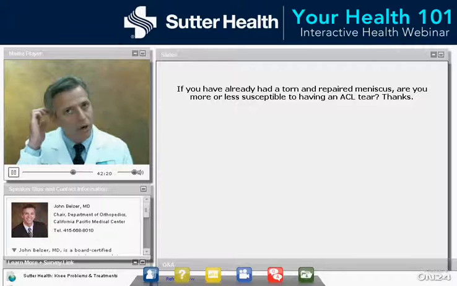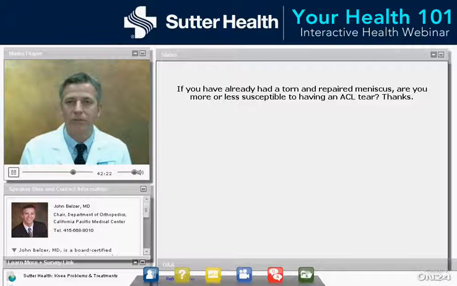Now, the problem with your scenario is that you had the meniscus repaired, which means that you had a tear and it was placed back. It may simply have been partially removed. That may allow for some instability to the knee, but it won't subject the ACL to enough force necessarily that it would cause any increased risk of an ACL tear.